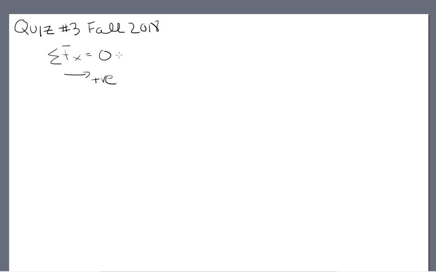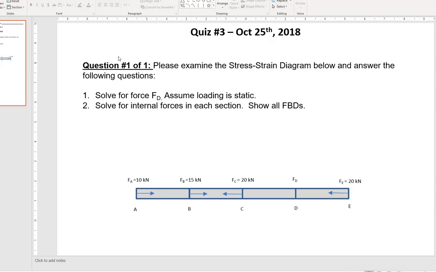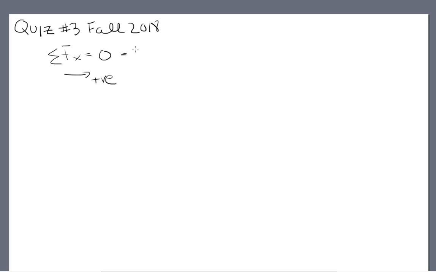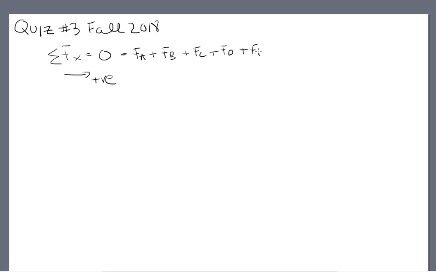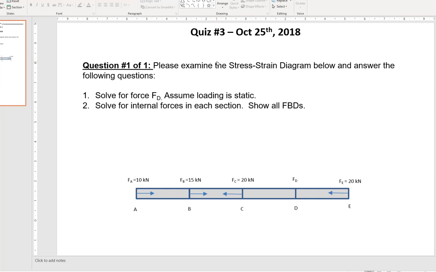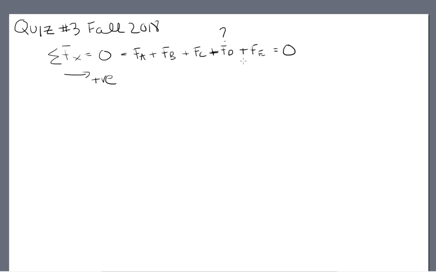Going back to our image here, we're going to have FA plus FB plus FC plus FD plus FE equals 0. And FD is the one that's unknown. By writing this plus here, I've assumed that it's going to be in the positive x direction. Don't forget that.